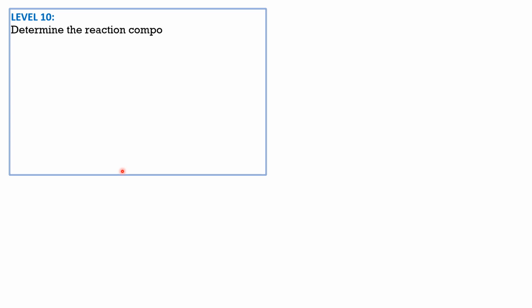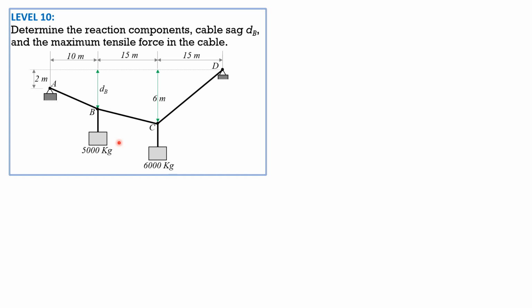Determine the reaction components, cable sag, D sub B, and the maximum tensile force in the cable. So in this problem, I again present two solutions, one by statics and the other by the application of the general cable theorem, because the loads are vertical. So we will denote the horizontal component of tension as H as shown, then the vertical components as V sub A and V sub D.